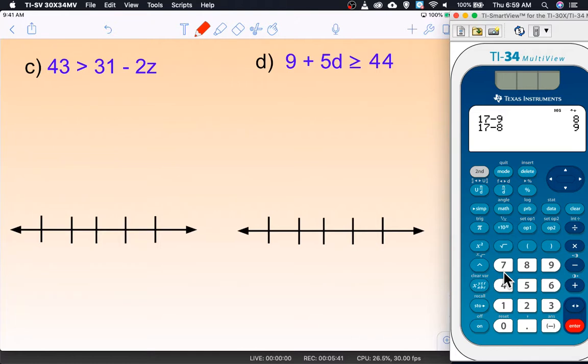All right, letter C. You might have noticed that letter C might have been a little bit tricky. There were 2 places in this problem where you could have made mistakes. I could see common mistakes.